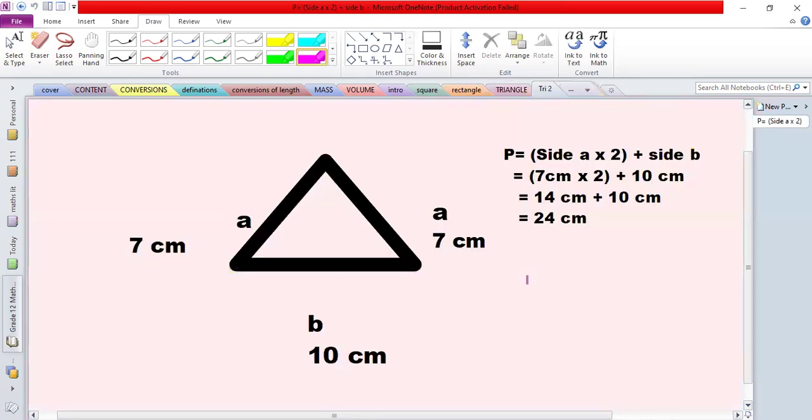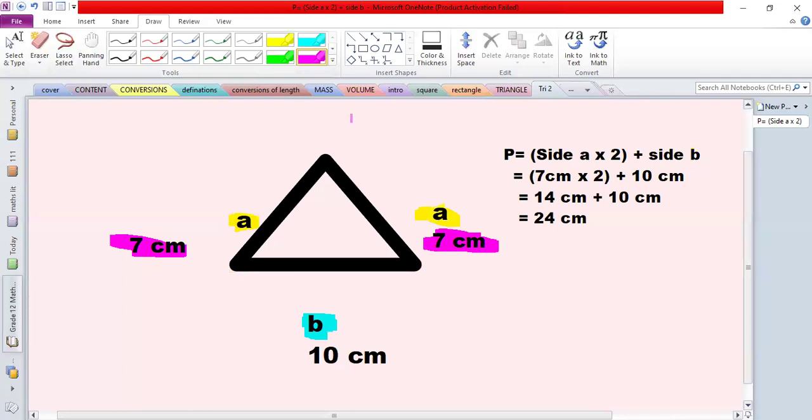So this is the other triangle, which has 2 sides that have equal length. These sides are called side A. So it's side A and side A. And then we have side B, which I've highlighted in blue. Side A is 7 centimeters, and the other side A is also 7 centimeters.